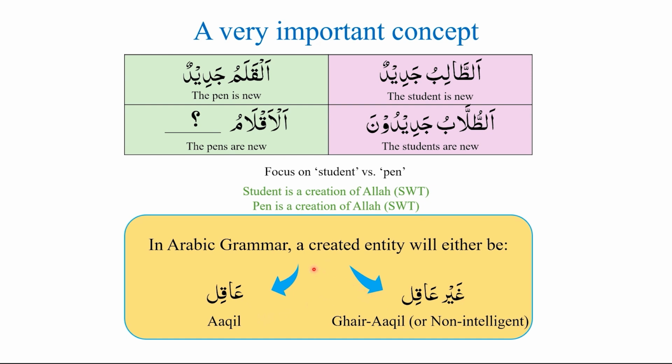The literal meaning of Akil is intelligent and the literal meaning of Ghair Akil is non-intelligent. So, in Arabic grammar, we will look at all creation and we will say that the creation is either intelligent or Akil, or it will be Ghair Akil or non-intelligent. Let us look at the differences between the two and the grammatical implications in more detail.